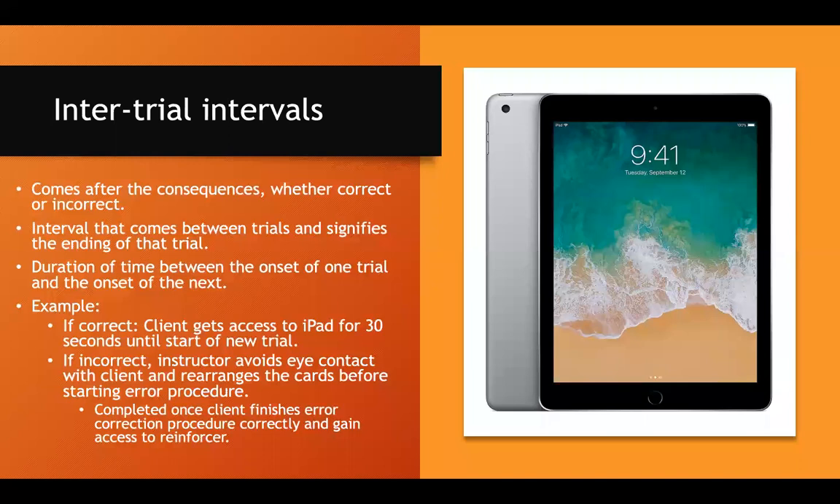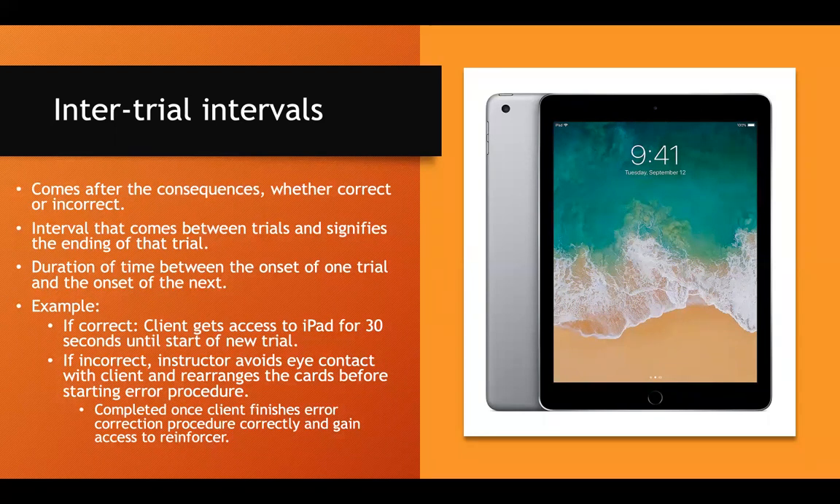So the next thing I would like to go over with you is our last stage in our steps for DTT, and that is inter-trial intervals. And this comes right after the consequence, whether the response is correct or incorrect. And these are intervals that come between trials and signify the ending of that trial. So it would be the duration of time between the onset of one trial and the onset of the next.